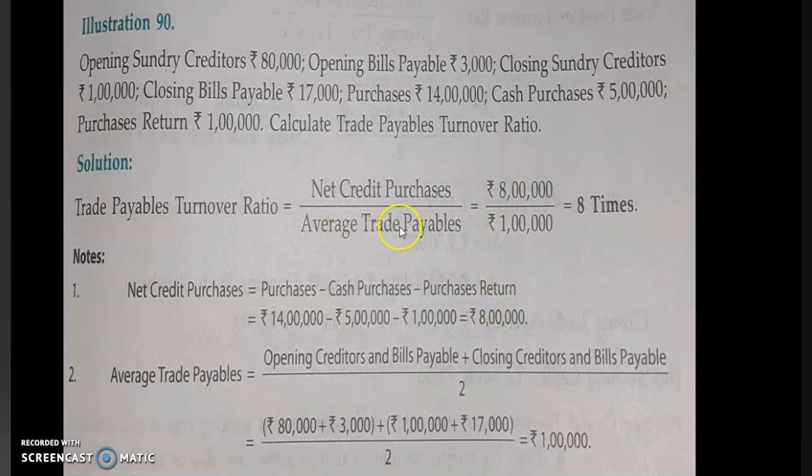Then average trade payables. The formula to be used here is opening creditors plus opening bills payable plus closing creditors plus closing bills payable. Adding all the items and dividing by 2, that is finding the average, you will get 1 lakh. Okay, this 1 lakh you will substitute over here and divide it, you will get the answer as 8 times.